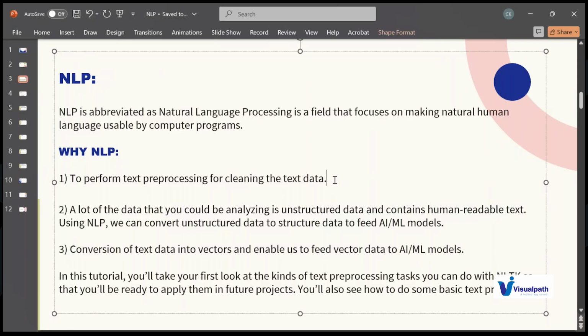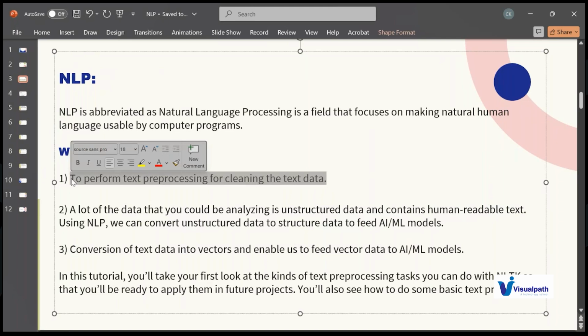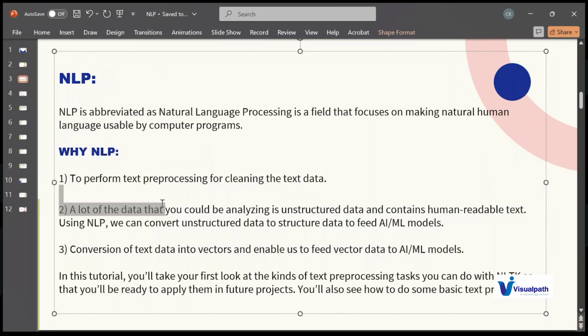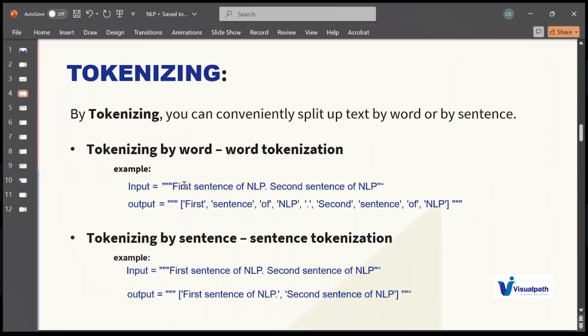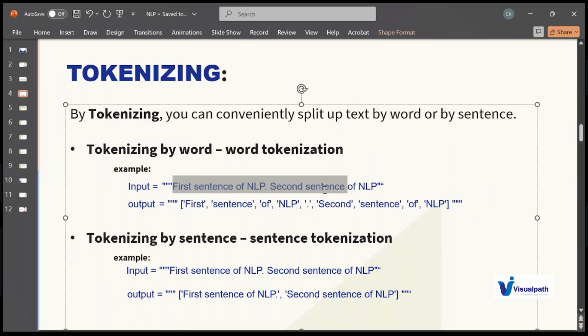For today, let's understand some of the methods that are part of text preprocessing, or cleaning the data. Tokenization is the first preprocessing step for cleaning the data. Tokenizing is all about taking a sentence and splitting it into words. For example, we have this input: first sentence of NLP dot second sentence of NLP. We have two sentences here.